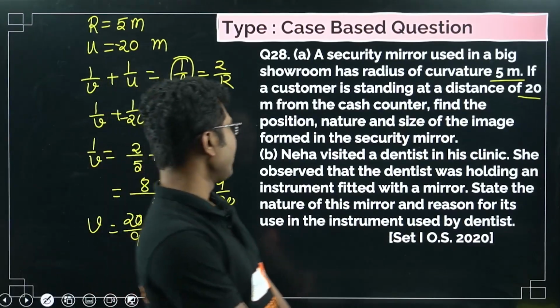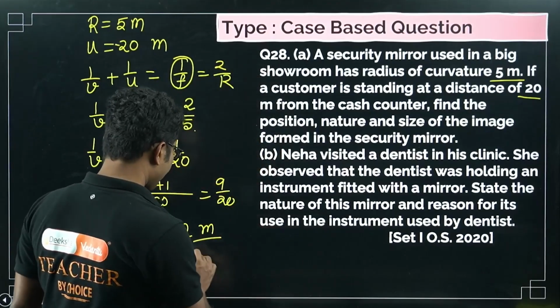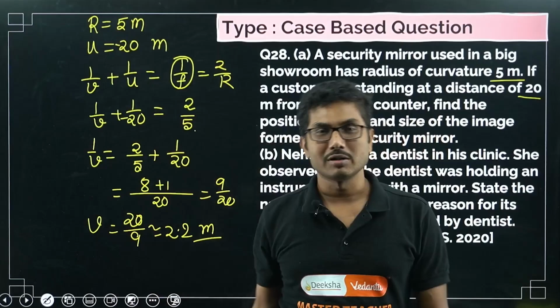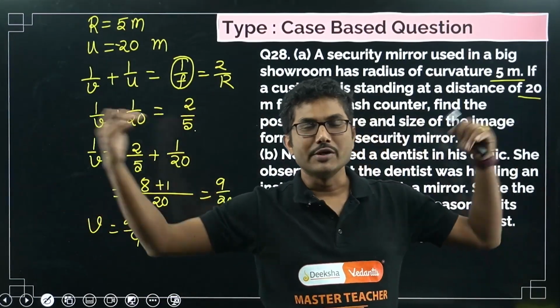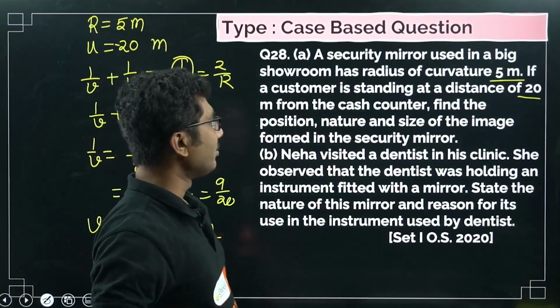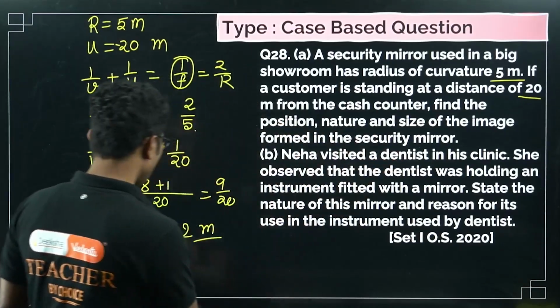Okay, so the nature of the image is virtual, obviously, because it's a convex mirror. We know that in shopping malls we use convex mirrors to observe all the corners. It has a large viewing area. I have explained this during my application part, right? So find the position: nature is virtual, position is 2.2 meters.